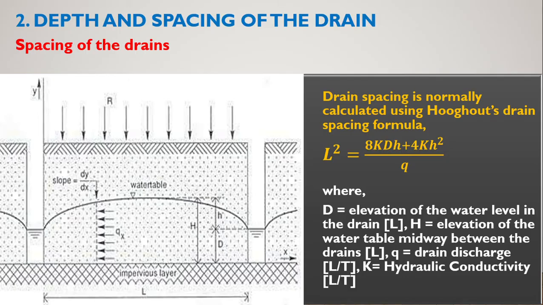So after deciding the layout, we have to find the depth and spacing. In that, there are two things: one is depth and the other one is spacing. First, we will see spacing. We have already derived the equation for spacing. By using Hooghoudt's equation, we can derive the spacing. So this was the equation which we have derived. The derivation is already given to you. So you know that this was the figure for derivation.